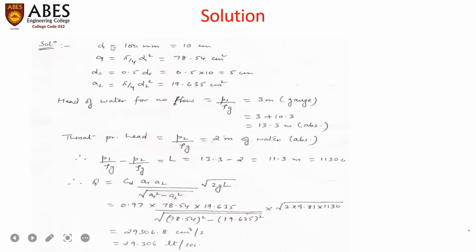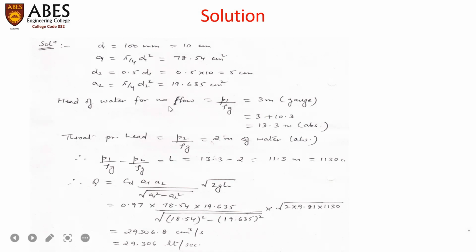You can see these are some of the solution steps, and in this, first of all write the given parameters. Always solve a numerical by writing all the given data and then starting to solve. So D1 is given. A1 we can calculate: it is a circular pipeline, so the area will be pi by 4 D1 squared. Similarly D2 is 0.5 D1 because the contraction ratio is 0.5, so we can calculate D2, and A2 similarly is pi by 4 D2 squared.